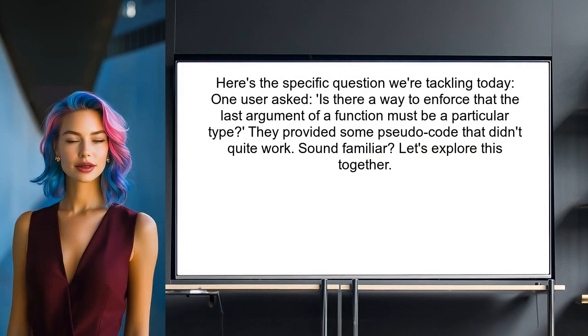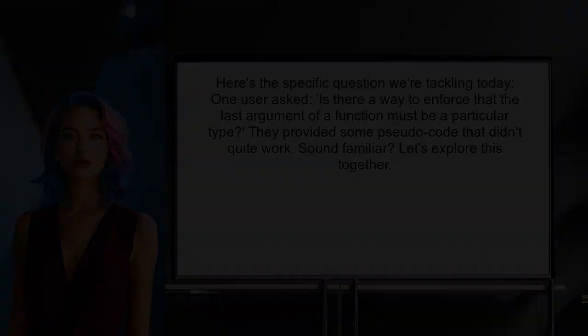Here's the specific question we're tackling today. One user asked, "Is there a way to enforce that the last argument of a function must be a particular type?" They provided some pseudocode that didn't quite work. Sound familiar? Let's explore this together.